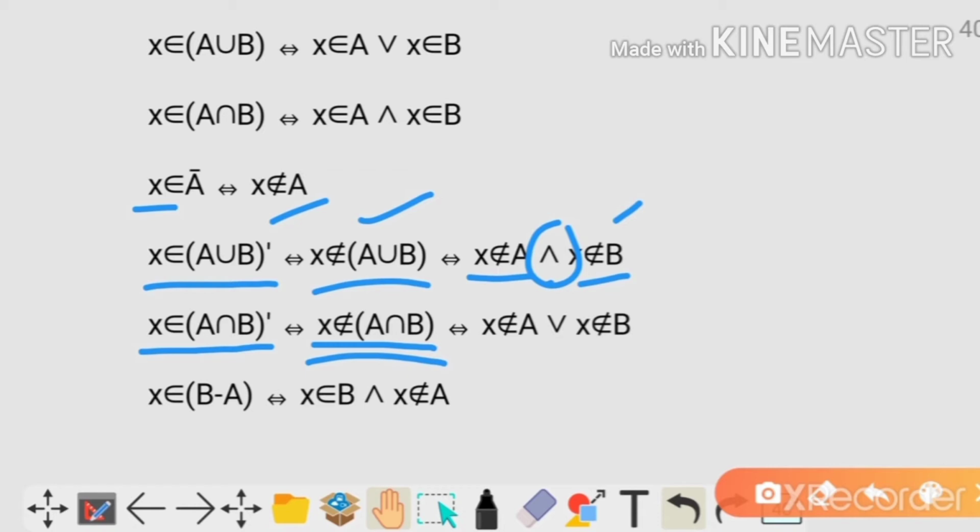So here we can use the or sign. X does not belong to A or X does not belong to B. Now the next statement is X belongs to B minus A. So that means X belongs to B and X does not belong to A. So these are the statements that you need to know to solve any problem.